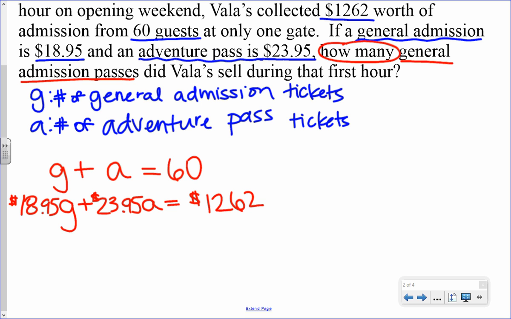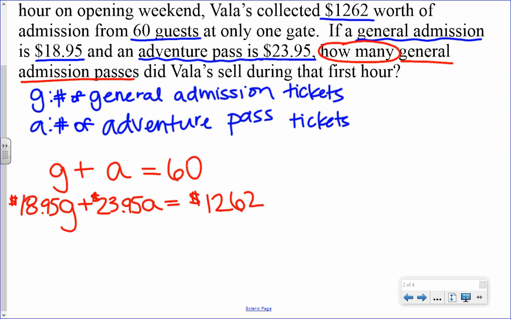Okay? Now, you're probably going to want your calculator because 18.95 and 23.95 aren't going to be nice numbers to work with. How many of you vote that we should use elimination? How many of you vote substitution? Let's try this again. How many of you would vote elimination? How many substitution? Oh, about half and half. Okay?